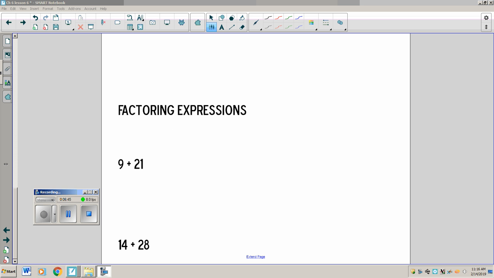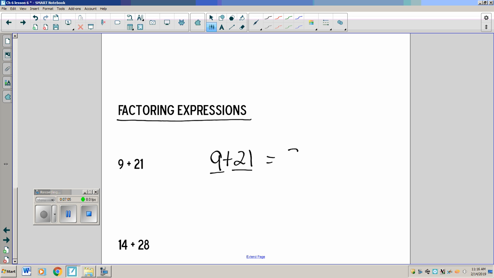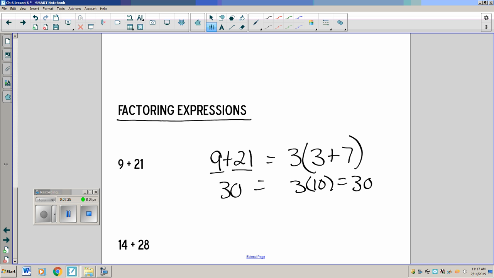For factoring the expressions, you're doing the reverse. So I want you to write 9 plus 21. The biggest factor, the greatest common factor for 9 and 21 is 3. So I'm going to divide both of those by 3. Put the 3 outside the parentheses. 9 divided by 3 is 3. Copy the operation, plus 7. Prove it. 9 plus 21 is 30. 3 times 10 is 30.